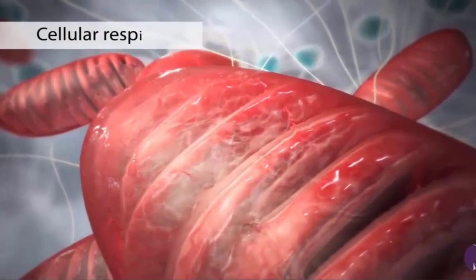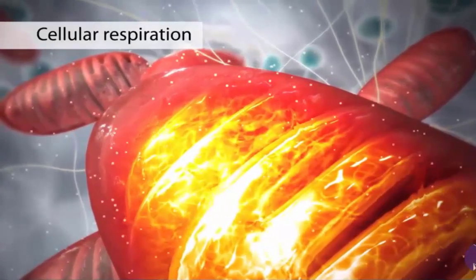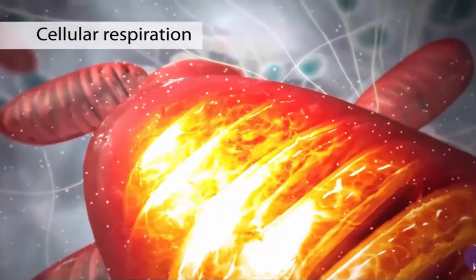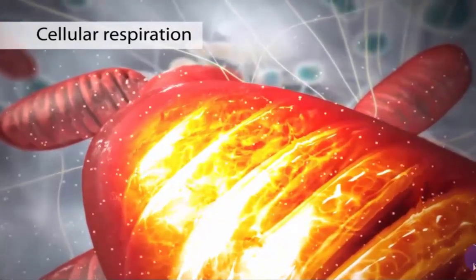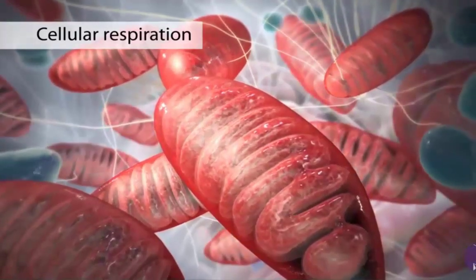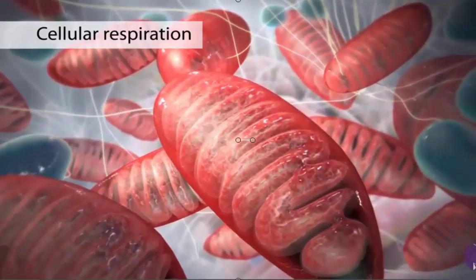Mitochondria is the center of cellular respiration. When you take food, those nutrients are digested, and some of those components get into the mitochondria, and it is converted into biological energy, ATP.